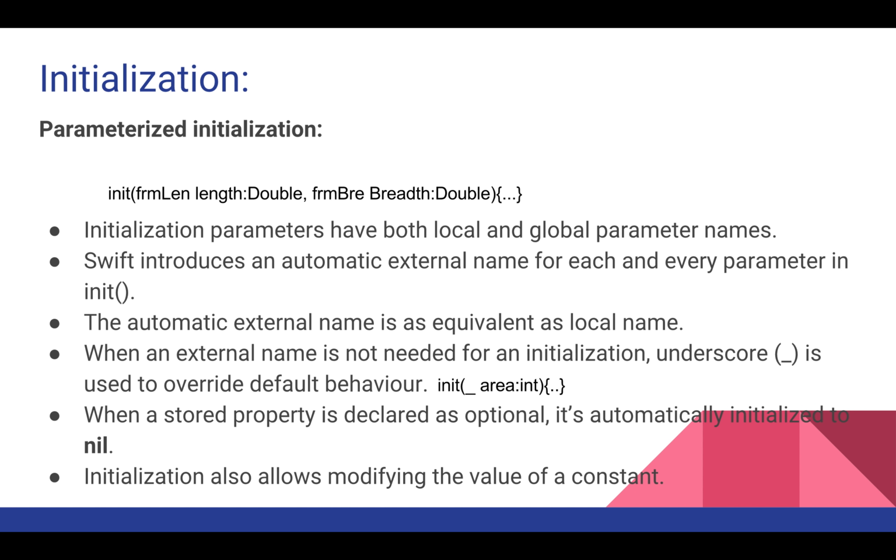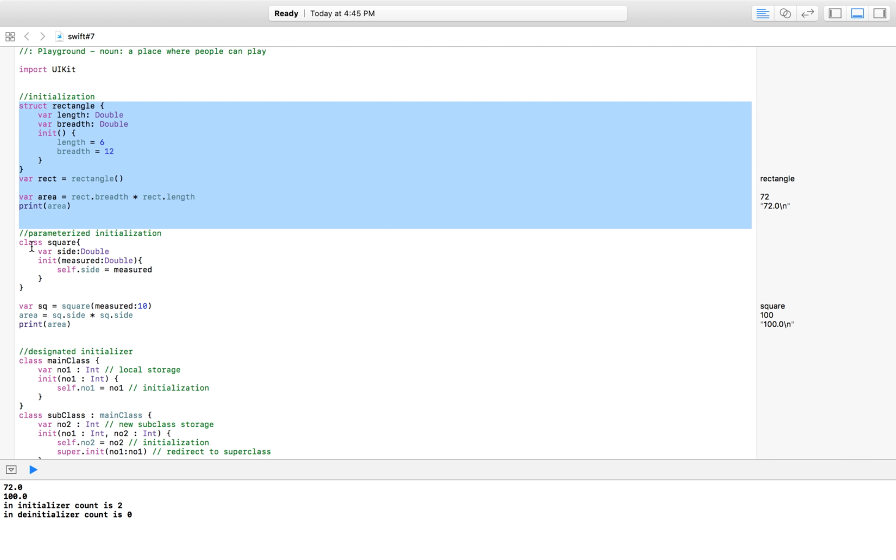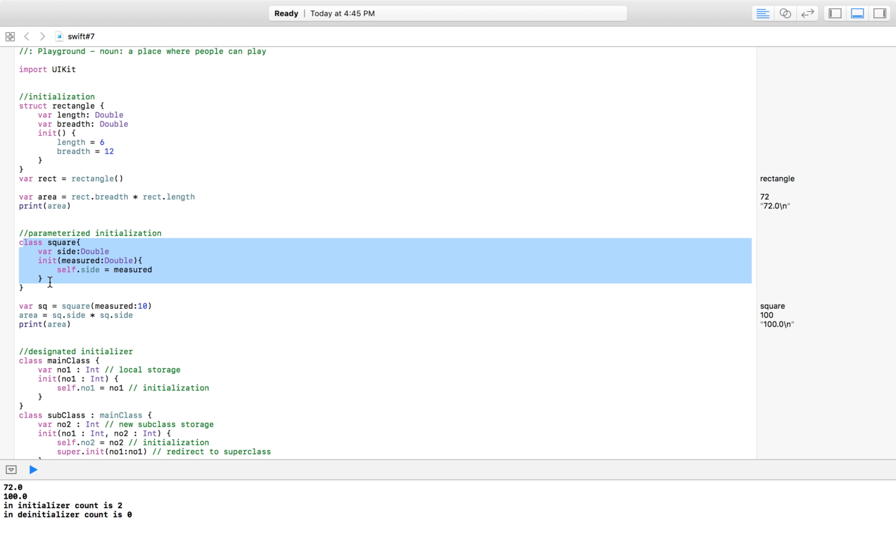If you do not want to use an argument label for an initializer parameter, write an underscore instead of an explicit argument label for that parameter to override the default behavior. For example, class square has a parameterized initializer which takes only one parameter called measured. Measured here is a local parameter. If you don't want to use a parameter name at the time of creating an instance of this class, just write an underscore before the measured parameter name. And when creating an instance, directly pass the value without any parameter name.